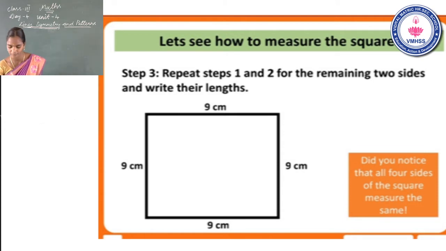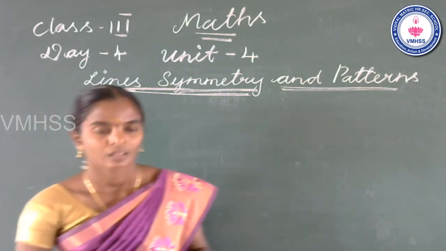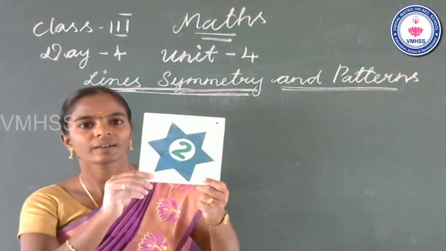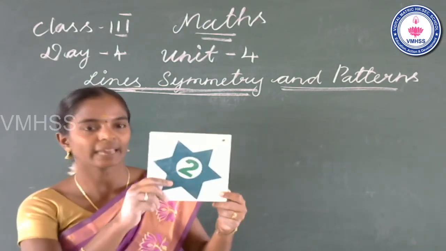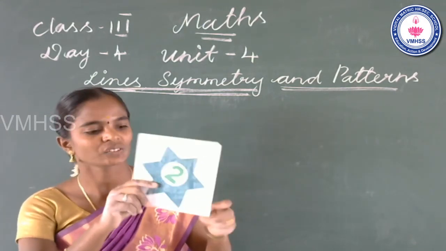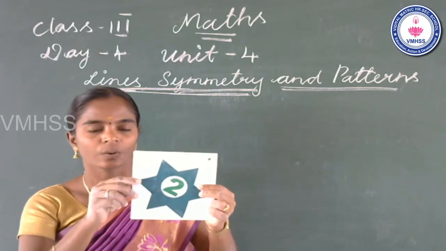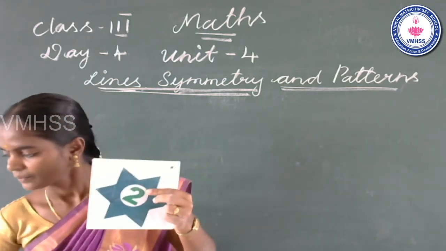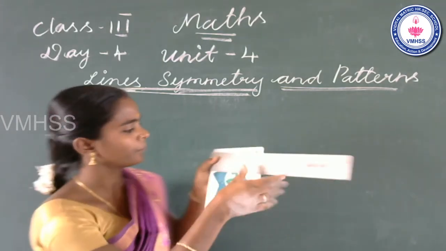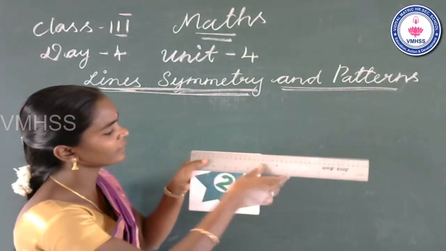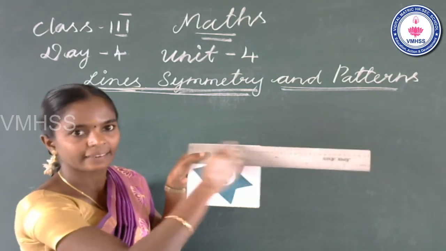Students, listen here. What is the shape? Square. Now we measure the length. First we take the ruler. First we measure the horizontal length.